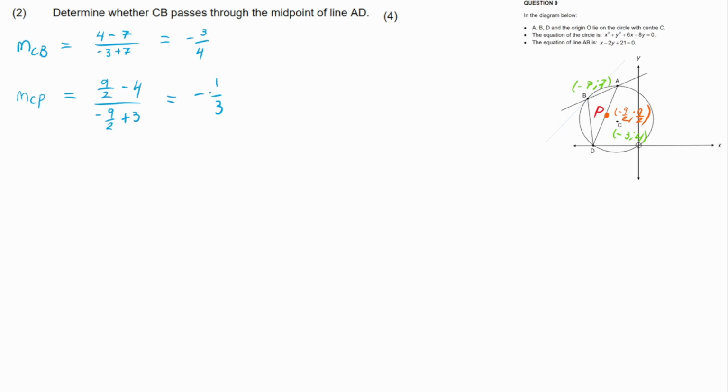So because these gradients are not collinear, you can say that therefore not collinear. And the reason is because the gradient of CB is not equal to the gradient of CP. So therefore CB does not pass through the midpoint.